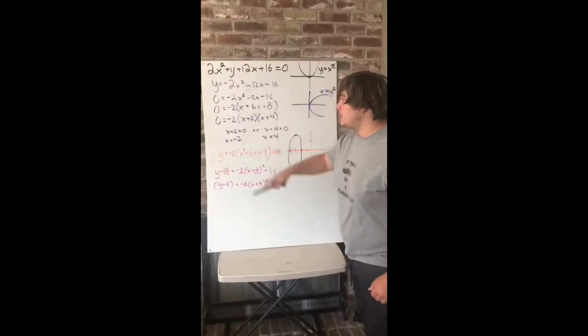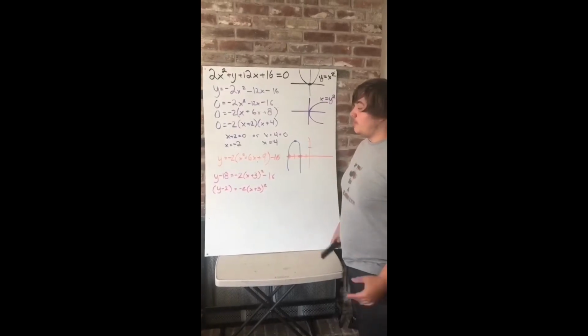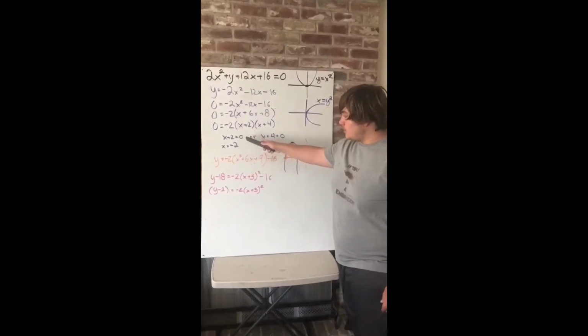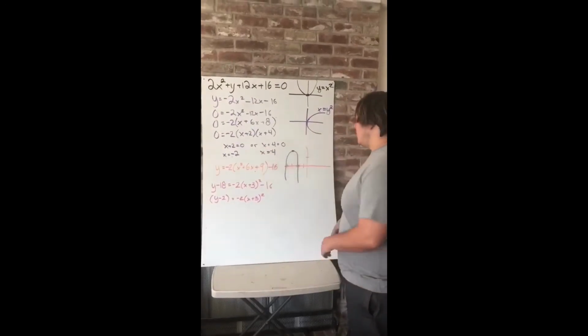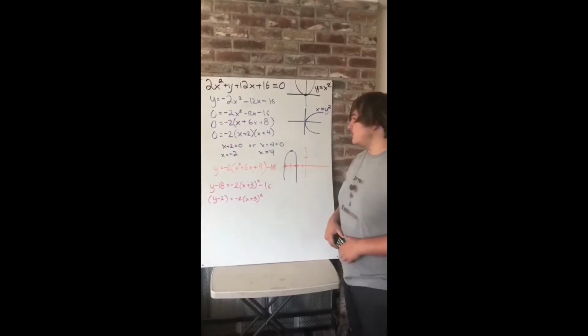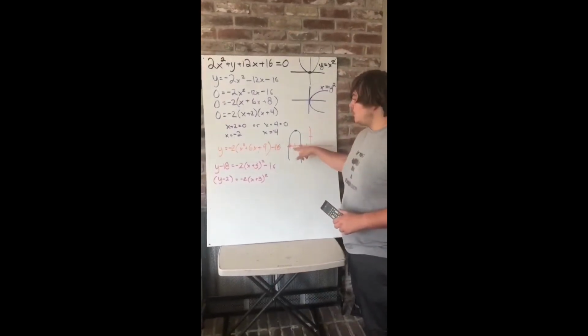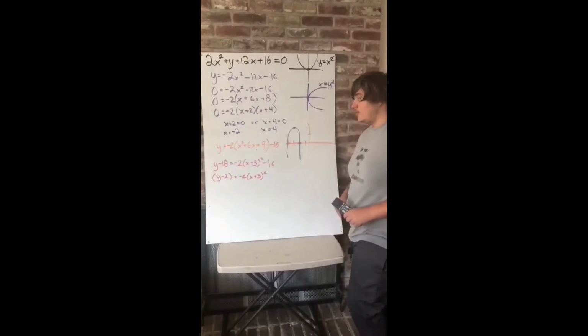Then we factor: with the -2 out here, you get (x plus 2)(x plus 4). Then you solve that for 0. So x plus 2 equals 0 and x plus 4 equals 0, which gives you -2 and -4. Now we know the graph is going to cross the x-axis at -2 and -4, so it gives us a good idea where the graph is going to go through.